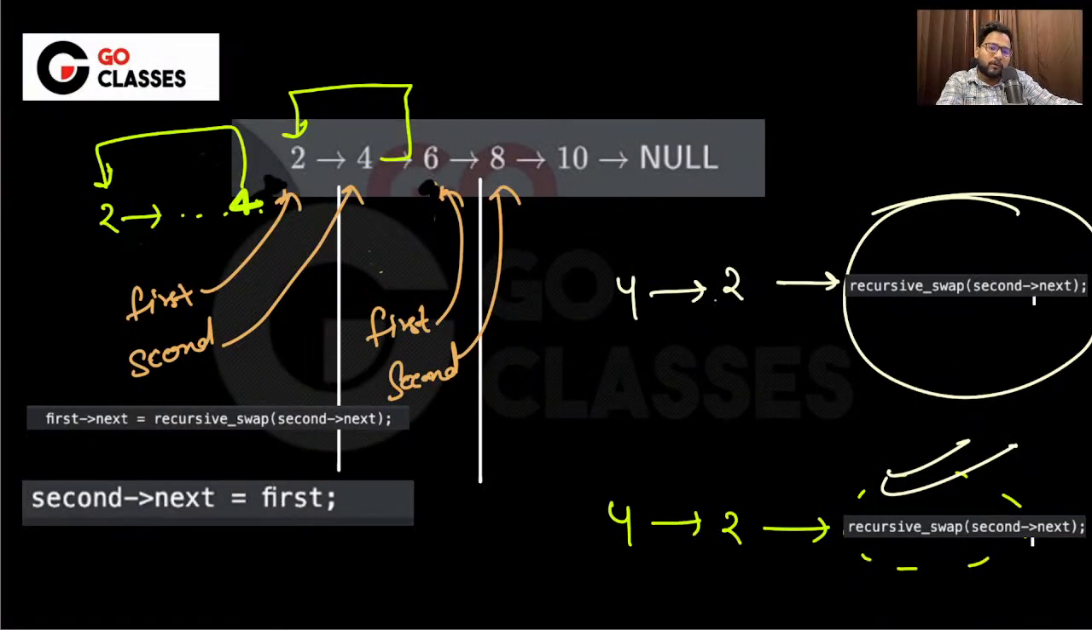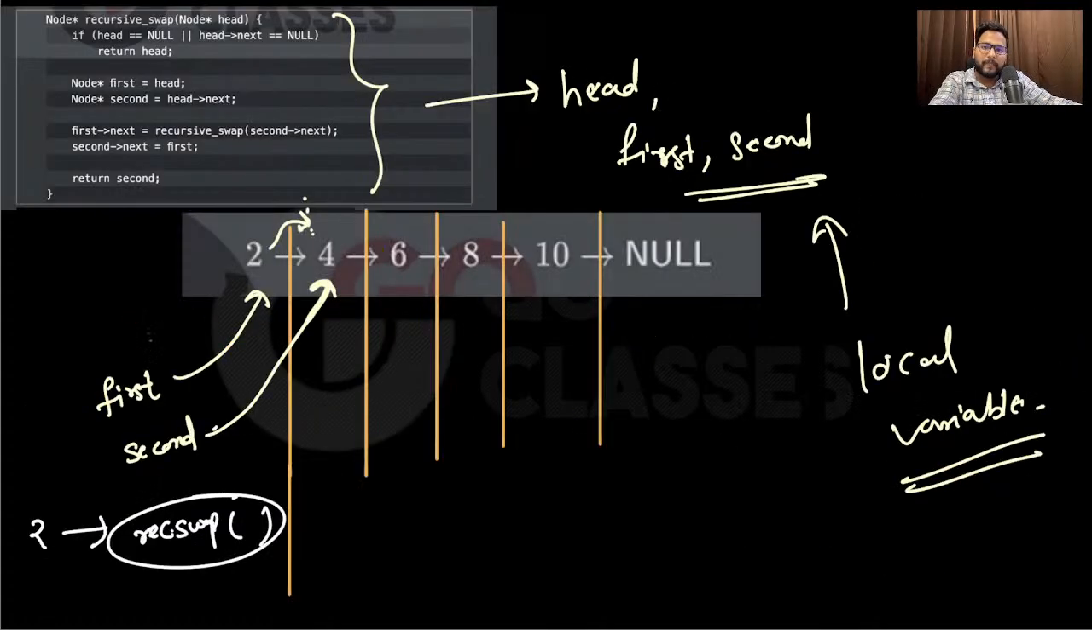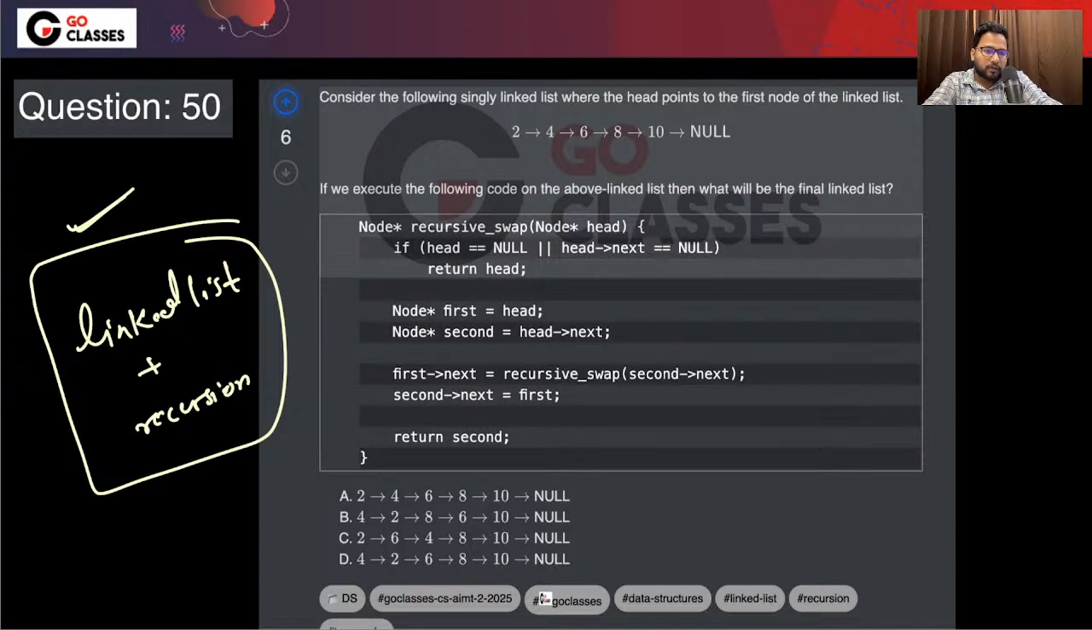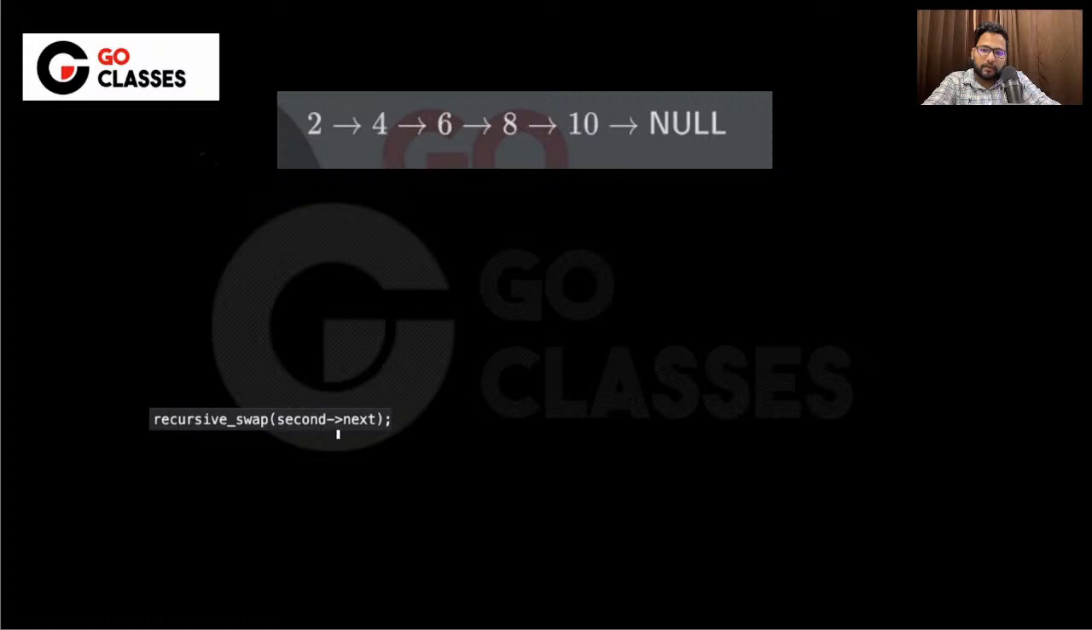Okay, so 4 will be pointing to 2. Why? Because of this line. Second next, which is 4, will be pointing to first, and first can't change because of this line. And 2 will be pointing to whatever this particular recursive call is returning. So I am in this recursive call. Let me copy this so it will be smooth for you. I think you will understand this very nicely. Let's start again and see what it is doing.